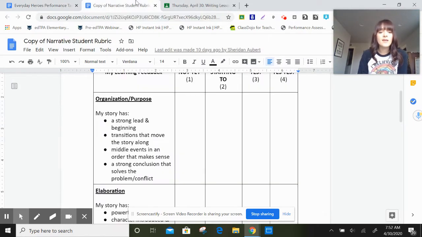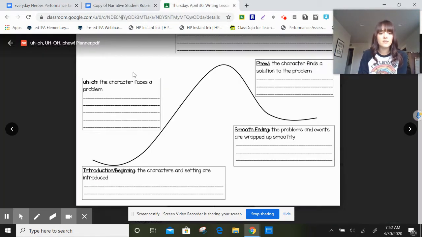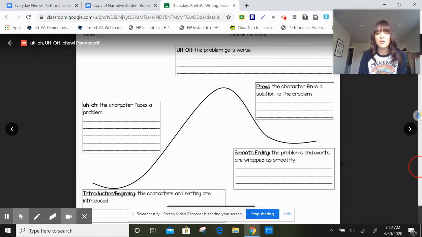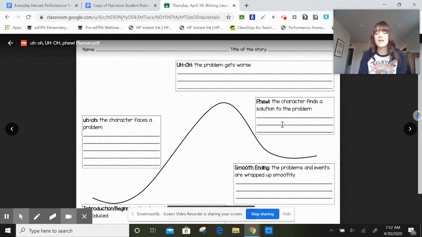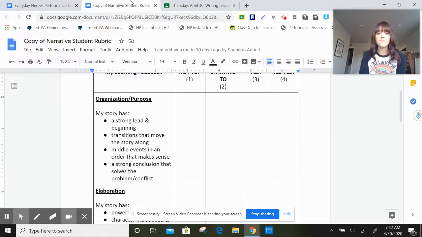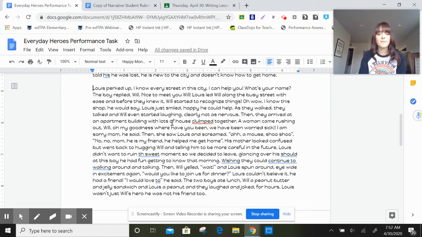So we talked about how the character has a problem. Lewis is helping him because he knows his way around the city really well, but our problem didn't really get super worse, right? So we can definitely go back and add more there for this section here, and we do have a smooth ending, right? So I'm going to break this apart a bit more. Once they got to his mom's house, that's pretty much the smooth ending, right?